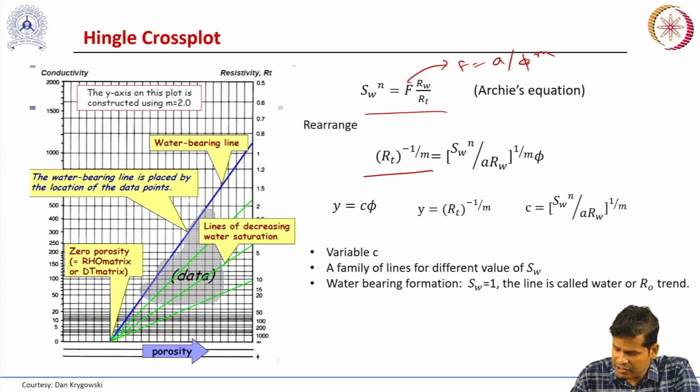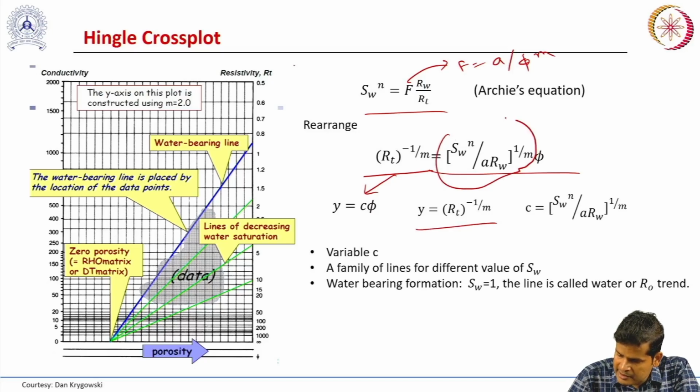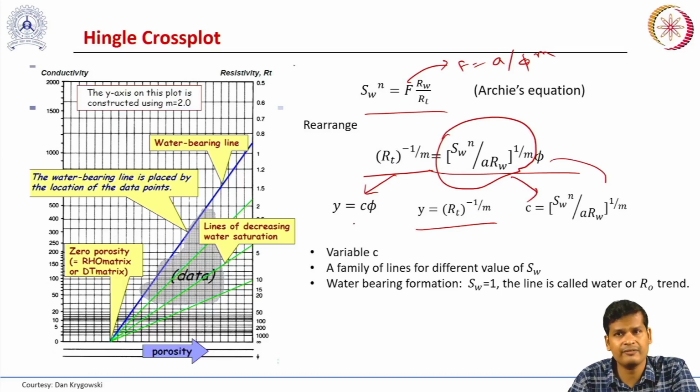So this equation is similar to the equation of a straight line, y is equal to c phi, where y is Rt raised to power minus 1 by m. This parameter is our constant c and this is phi. So y is equal to c phi. If the value of c is constant, that means the y and phi plot should give us a straight line. So y is what? Rt raised to power minus 1 by m, and phi is porosity. So the plot of Rt raised to power minus 1 by m with porosity should give us a straight line.